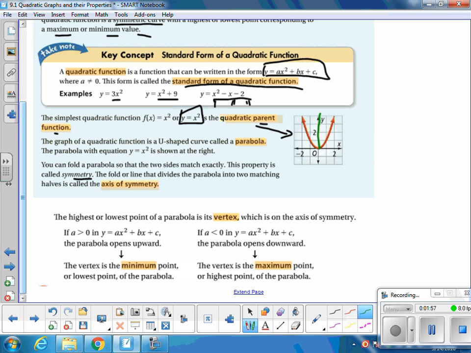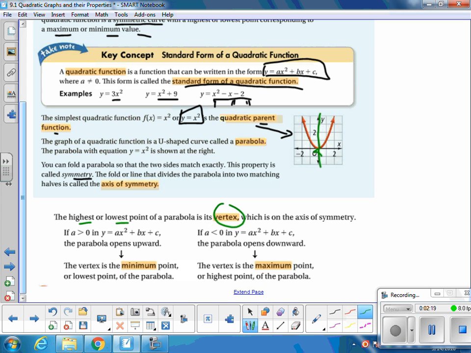The highest or lowest point on the parabola is its vertex. So highest and lowest point. So these parabolas have a vertex, which is on the axis of symmetry. So it's going to be right there, the vertex of it. We're familiar with vertex being like a corner of shapes. On a parabola, it is at the bend, at the turning point.